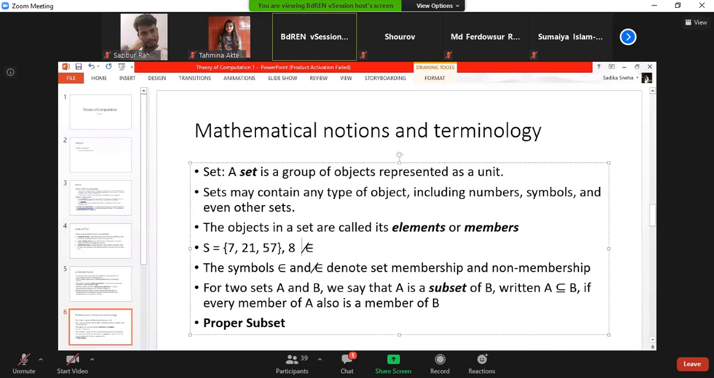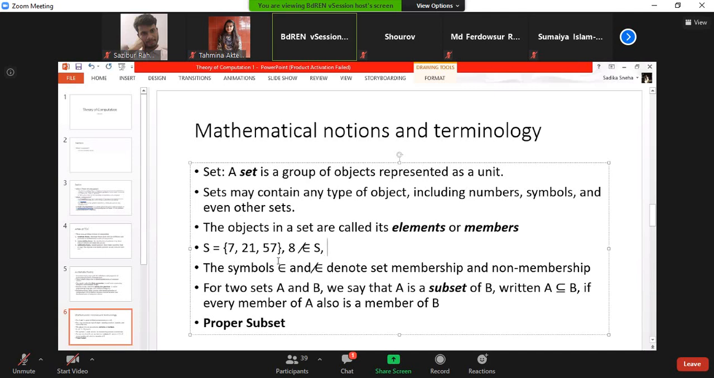It's not a part of S, so it's not a member of S. So if I say 7, 7 is a member of this set. So these are the symbols used for showing membership and non-membership.